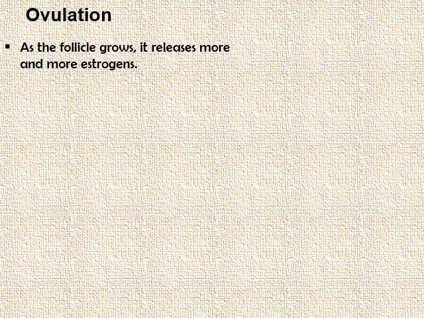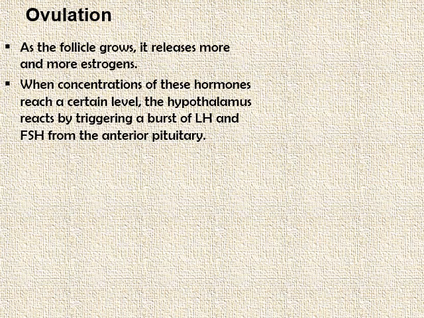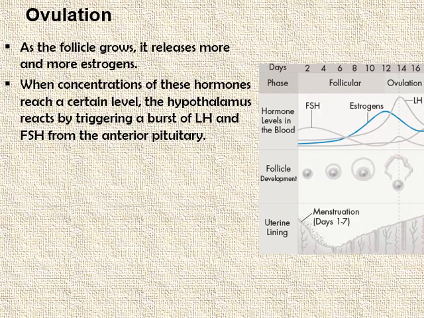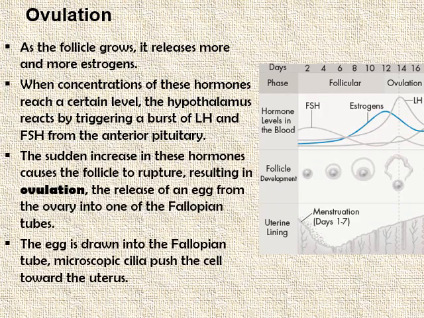Now to the second phase of the menstrual cycle, ovulation. As the follicle grows, it releases more and more estrogens. When the concentration of these hormones reaches a certain level, the hypothalamus reacts by triggering a burst of LH and FSH from the anterior pituitary. The sudden increase in these hormones causes the follicle to rupture, resulting in the process of ovulation, which is the release of an egg from the ovary into one of the fallopian tubes or the oviduct. The egg is then drawn into the fallopian tube. Microscopic cilia push the cell toward the uterus.